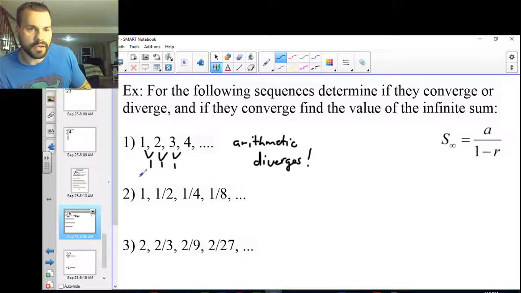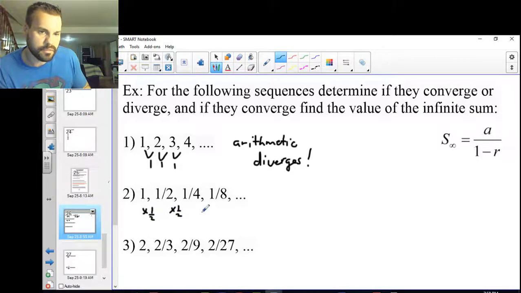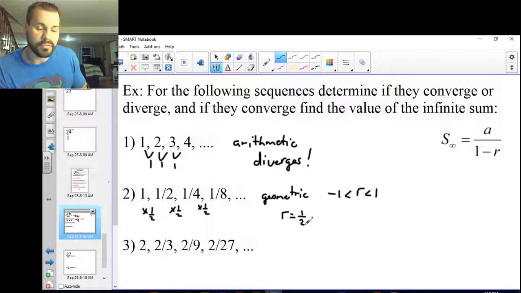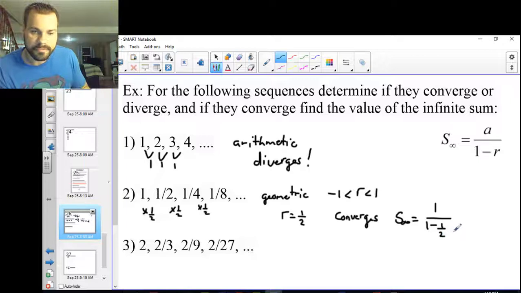Okay? This guy, you can tell you're multiplying by 1/2, right? You're timesing it by 1/2 to get to the next term, and then you're timesing by 1/2 again to get from 1/2 to 1/4, and then you're timesing it by 1/2 to get to 1/8. So this is geometric. So then we have to say, is r less than 1? So we're checking, is r between 1 and minus 1? And we say yes, r is 1/2. So because r is 1/2, we know it converges because it does satisfy this domain. And because it converges, we can then say that the infinite sum it converges to is a, which is 1, divided by 1 minus 1/2. Okay, because r is 1/2. So that gives me 1 divided by 1/2, and that is 2. So it converges to 2.